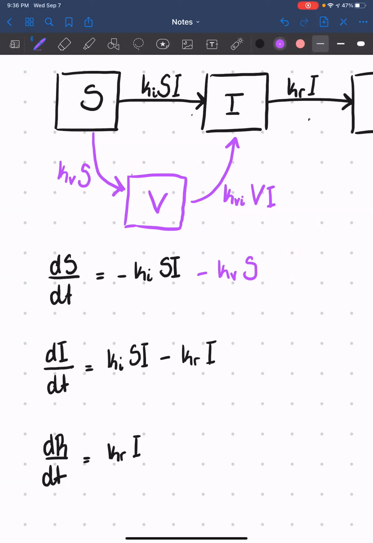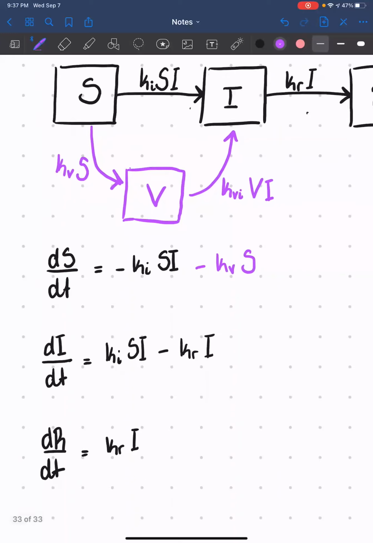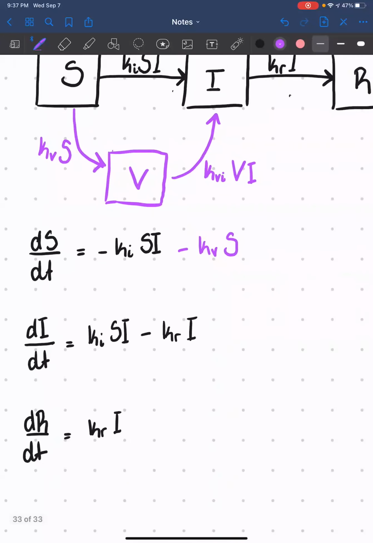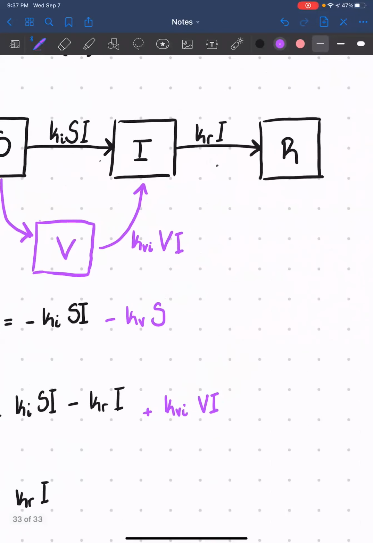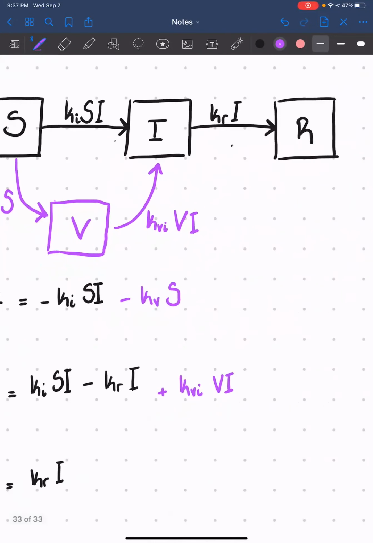Right. Now, when we look at our infected rate, there's a new arrow going into infected. And that's going from vaccinated to infected. So that will have a positive rate because it's going into infected. And we've already said that that rate is going to be KVI times V times I. Right. And there are no new arrows going to recovered, so we don't need to change anything about that.